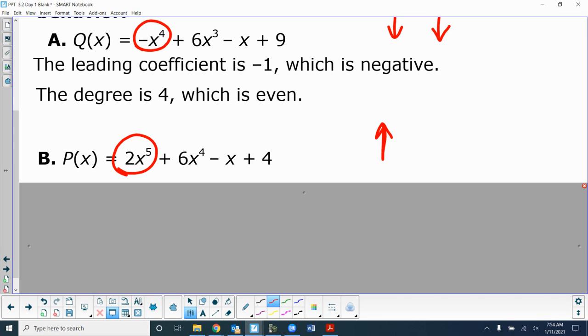So always do the right end first. That positive infinity end. What's happening? It's going up when that's a positive number.